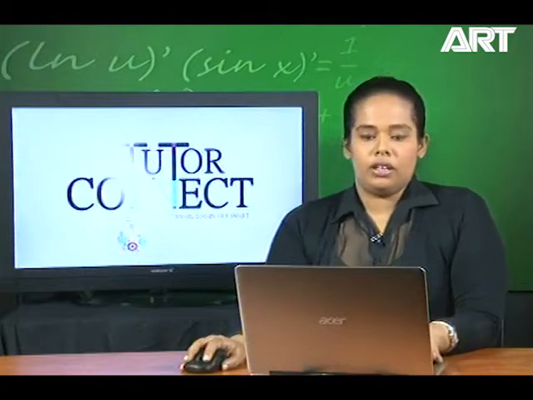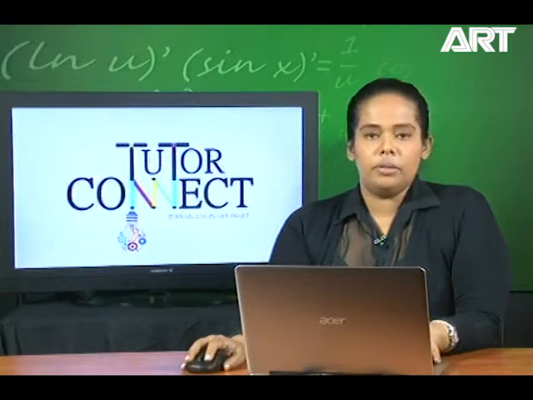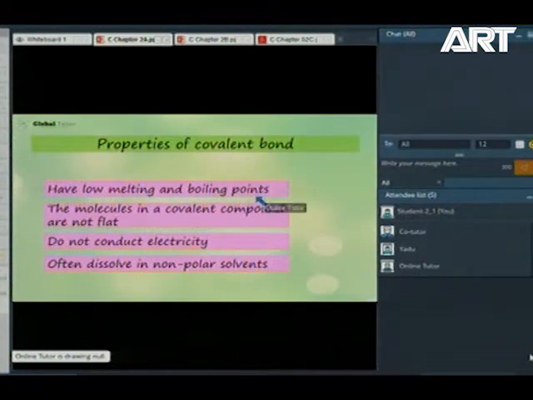And now we will see some properties of covalent bonds. Compounds that have covalent bonds have the following properties. They have lower melting and boiling points compared to ionic compounds, and these molecules are not flat and they do not conduct electricity. This is very important: since there are no free ions, they do not conduct electricity, and they often dissolve in non-polar solvents. Unlike ionic compounds, which normally dissolve in polar solvents. This is the exact opposite.